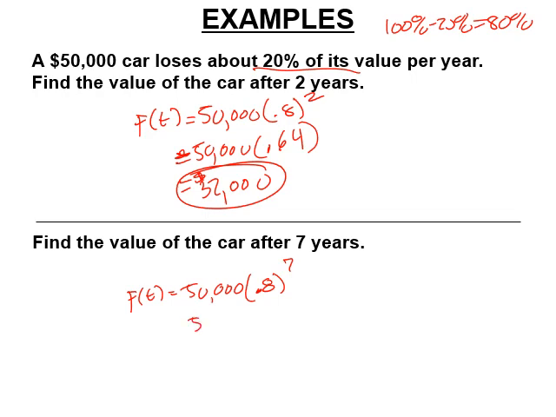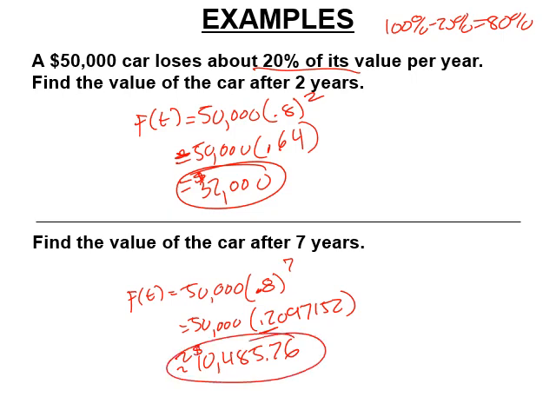All right, so we get 50,000 times 0.2097152. It's around 0.2 or 0.21. We're going to multiply that times 50,000. And now the car 7 years later is worth $10,485.76. So it was worth 50,000 when you bought it, but now it's worth only a little more than 10,000 7 years later. That's roughly accurate.